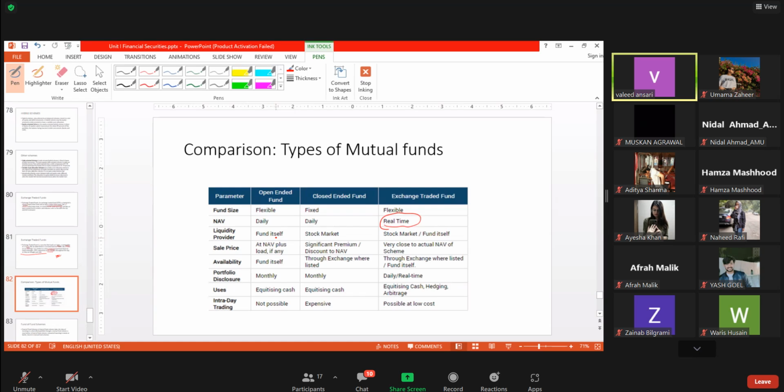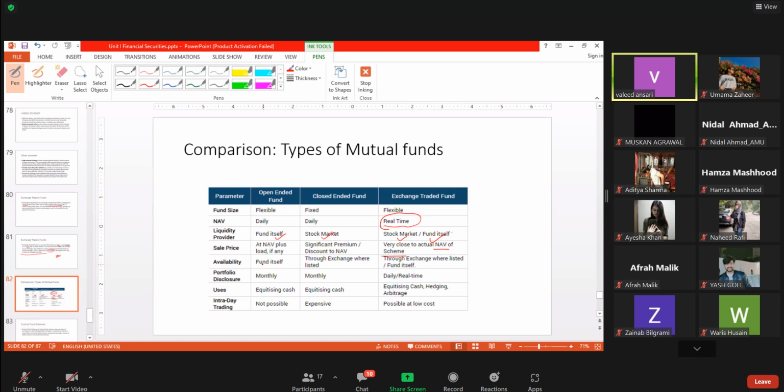The liquidity is provided by the fund itself. For closed-ended, you can dispose of in the stock market. Here, the stock market and the fund itself both provide it. Open-ended is at NAV plus load, the amount charged. Exchange-traded has a premium or discount, but as I pointed out, the price is very close to the actual NAV of the scheme when real-time trading takes place.